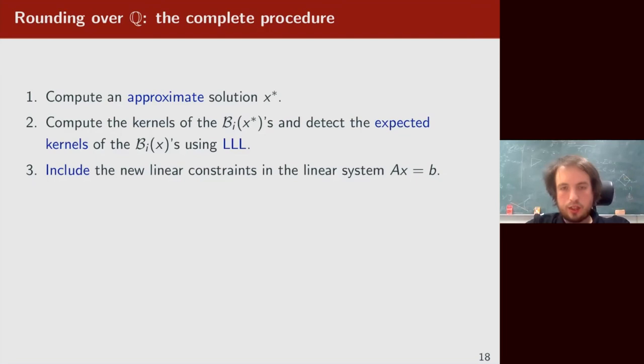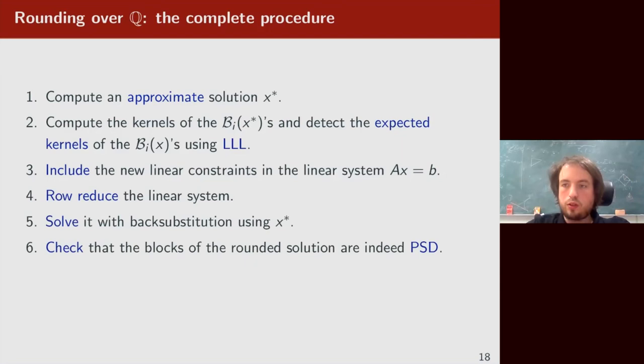And then you do this row reduction trick and this back substitution. You solve it, you back substitute, and then you check that the blocks you got in the end are exactly PSD. So the linear system will be satisfied. The matrices you have will be PSD. So you found your solution, which is exact. And then you need to use geometry to make sure that you have exactly the information you need.